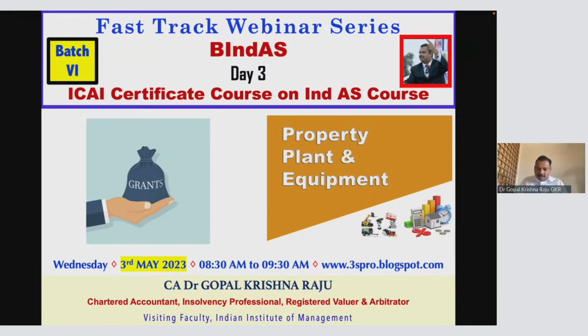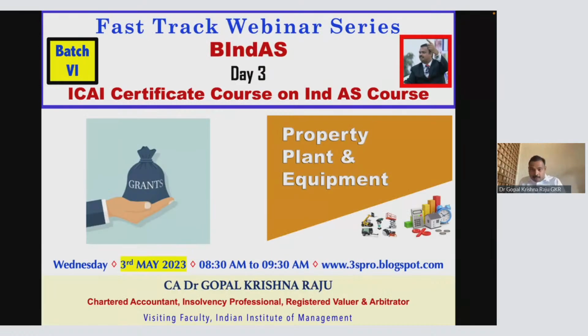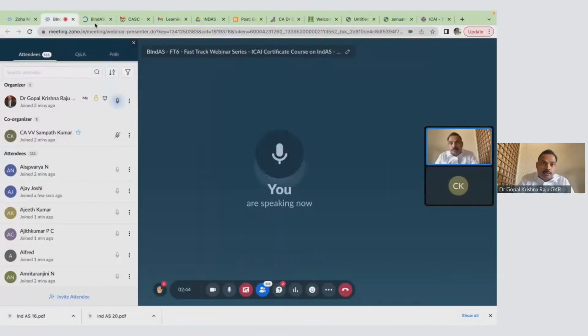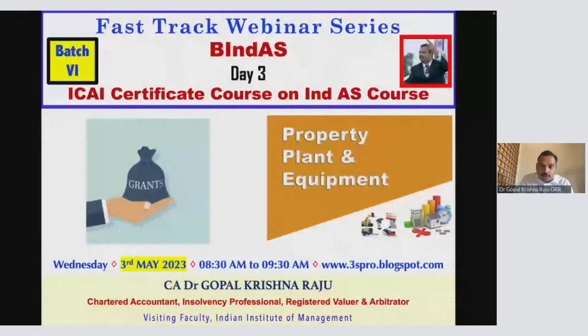Today, we will be seeing two very interesting standards. One is on Indian Accounting Standard 20, accounting for government grants and disclosure of government assistance. Another one, we will be taking you through property, plant and equipment, which is on IndAS 16. So these are the two standards we'll be discussing today. So let me directly go to the subject.